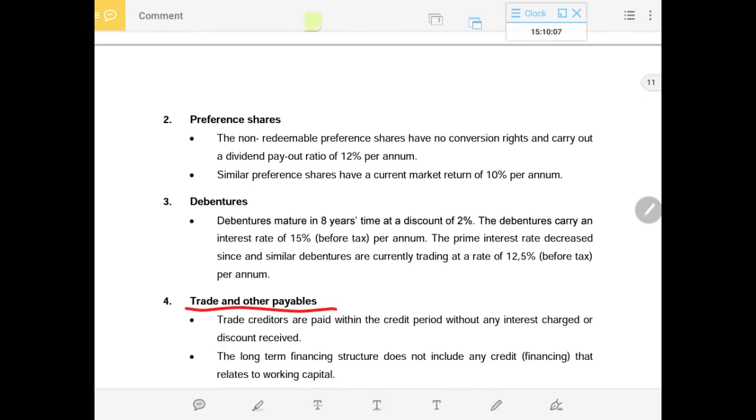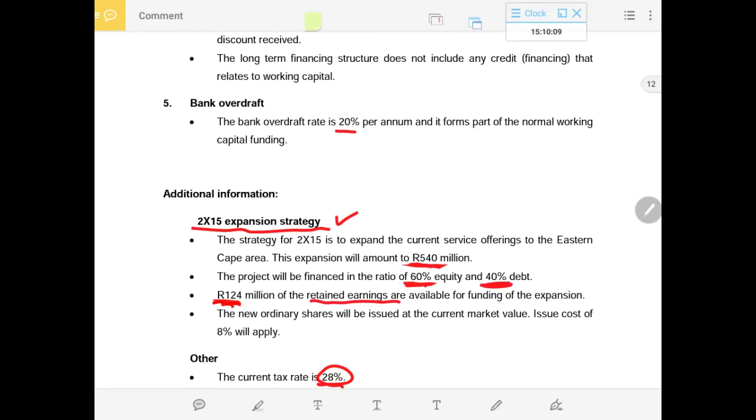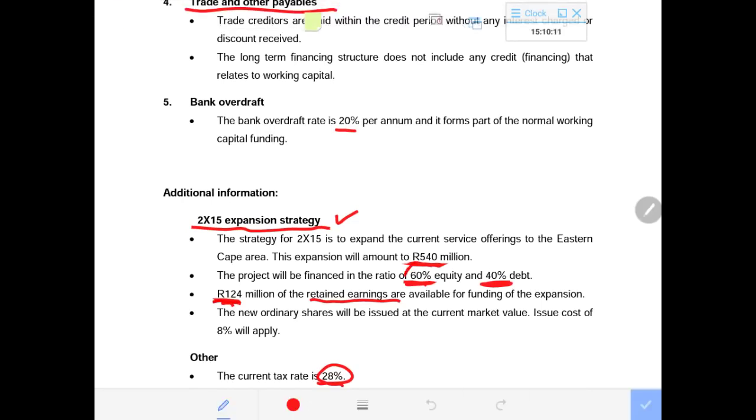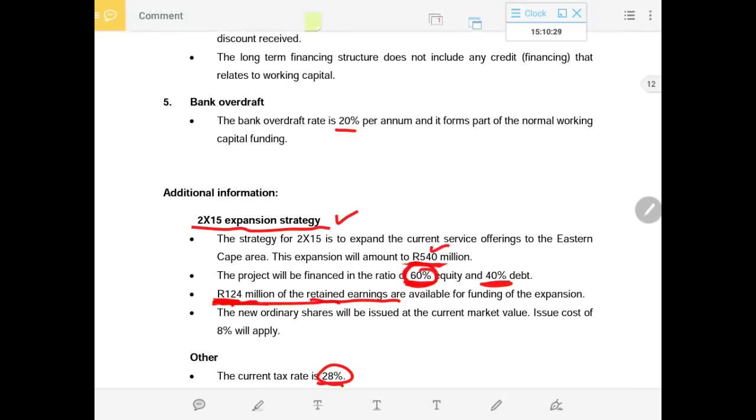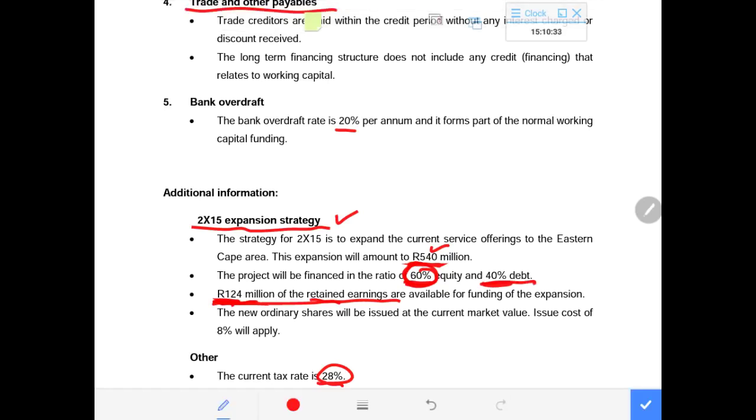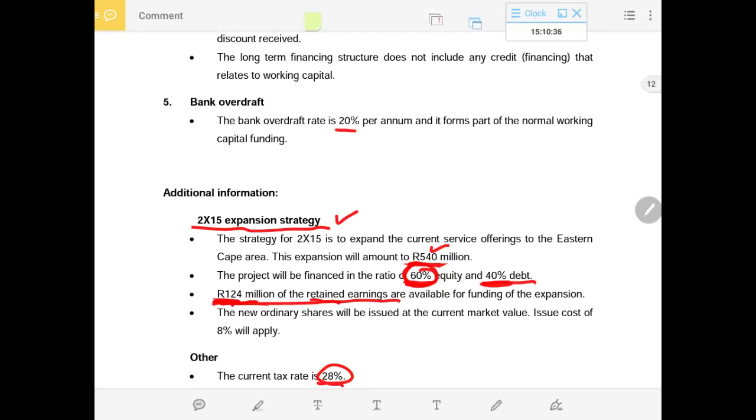So let me go back and clarify that again. The 60% of equity in this project, of which retained earnings will be available, meaning out of the 60% of equity, for 124 million we don't need funding, because it is available within the retained earnings, and that is part of equity. Then 40% will be debt, and debt is in this case debentures.